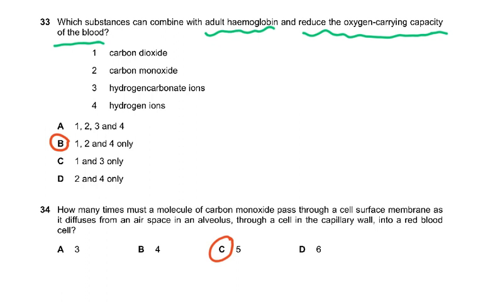So, adult hemoglobin, carbon monoxide forms carboxyhemoglobin. Why is it 1, 2, and 4? Because carbon dioxide forms carbaminohemoglobin, carbon monoxide forms carboxyhemoglobin, and hydrogen ions form haemoglobinic acid. Hydrogen carbonate ions is when carbon dioxide reacts with water to form carbonic acid and then it dissociates into hydrogen ions and bicarbonate ions. So please understand why it was B, 1, 2 and 4 only.